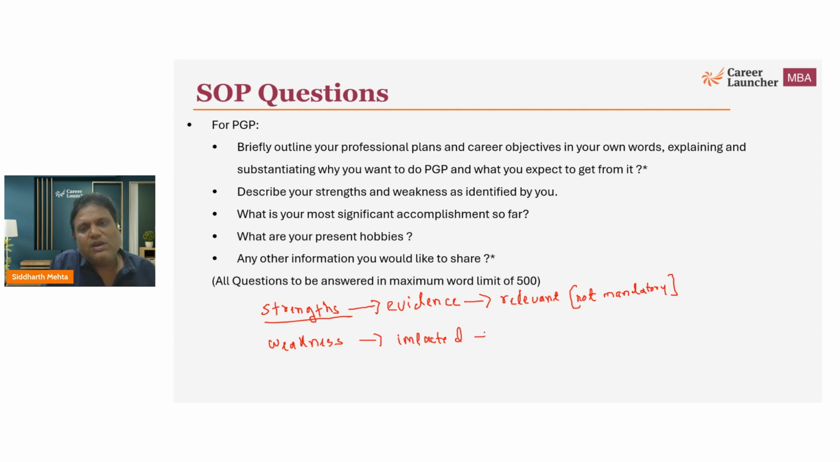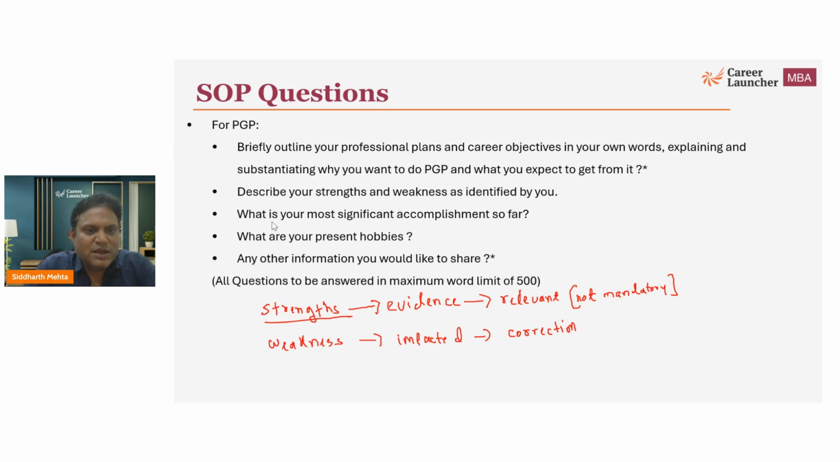So you are not good at, for example, prioritizing things. So how does it impact you, and how does it impact your work? And if you can also provide the correction that you are doing, how are you trying to work on it? How are you trying to improve it? These are the three things that you should try to include. So I hope the strength and weakness part is pretty much sorted.